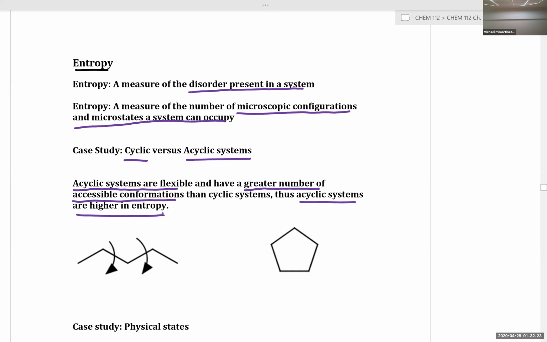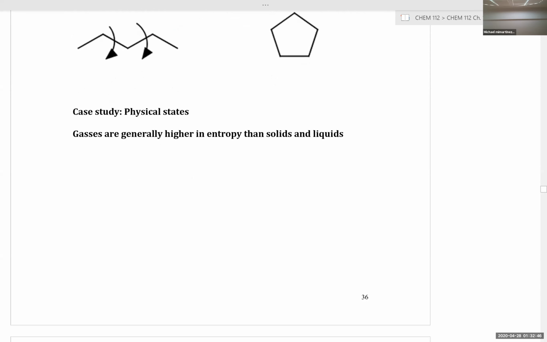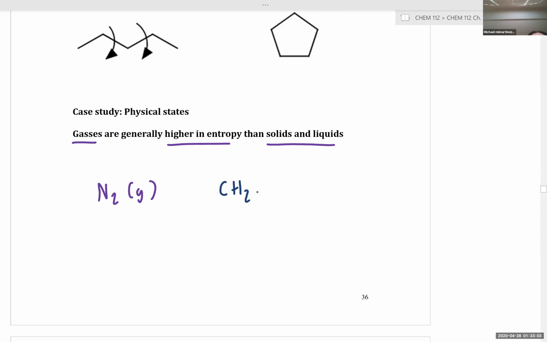Okay? Does this idea make sense to everyone? Does this idea of entropy, when we put it in a little bit more tangible terms, make sense? It's this idea of possible states that a system can occupy. High entropy systems can potentially occupy a wide number of possible states. When we think about physical states, gases are generally higher in entropy than solids or liquids. So for example, nitrogen gas is higher in entropy than liquid diazomethane, for example.